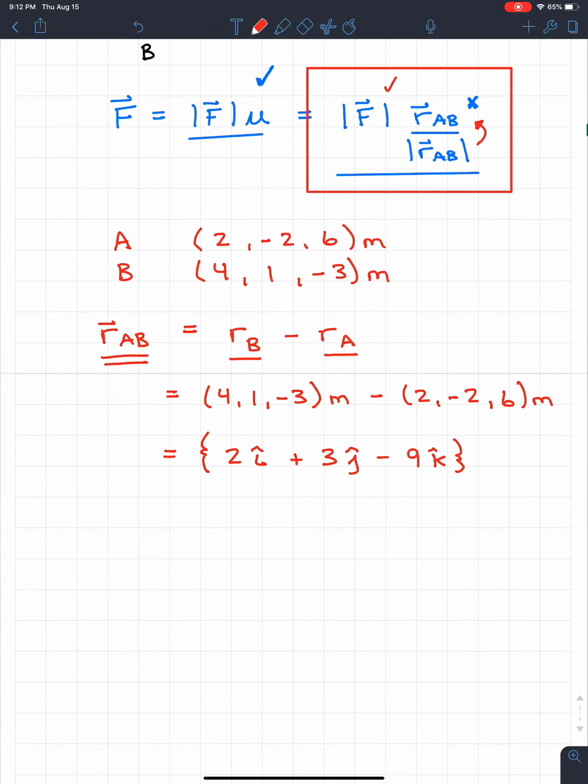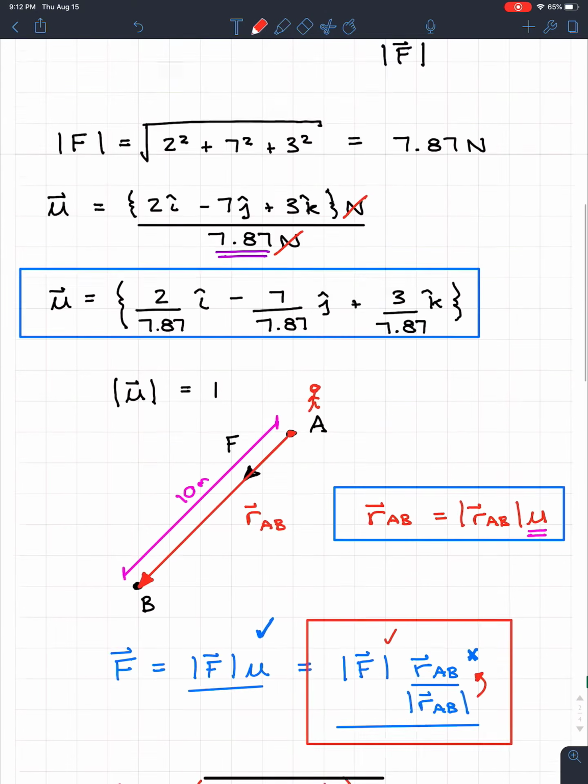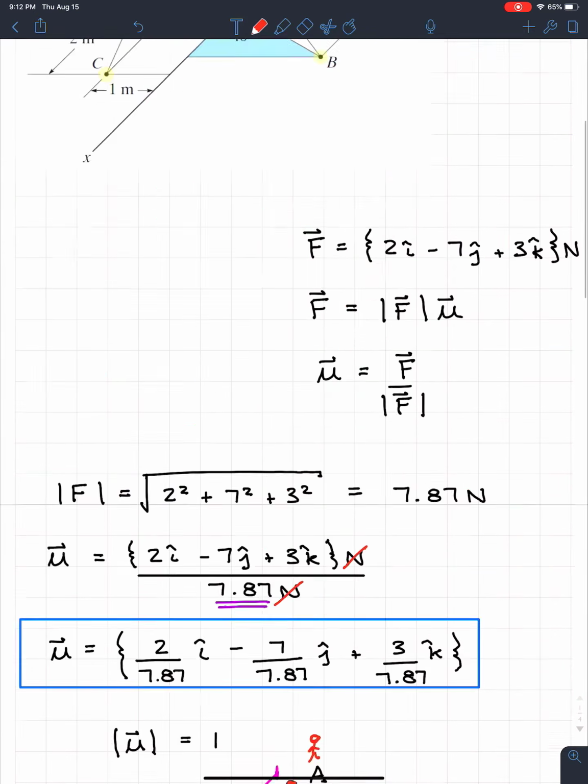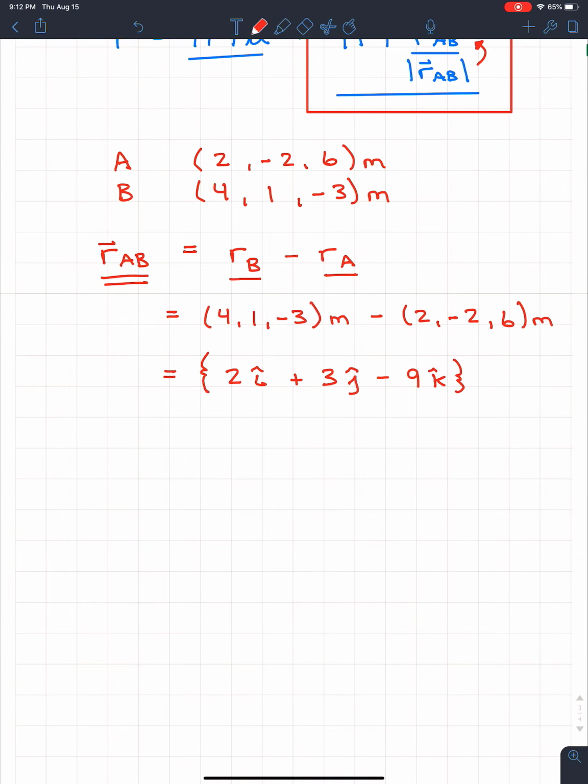And remember that position vectors deal with length, so they have a unit associated with length. In this example up here, we look at the units. They're in meters. So this position vector would have units of meters. So that would be our position vector.